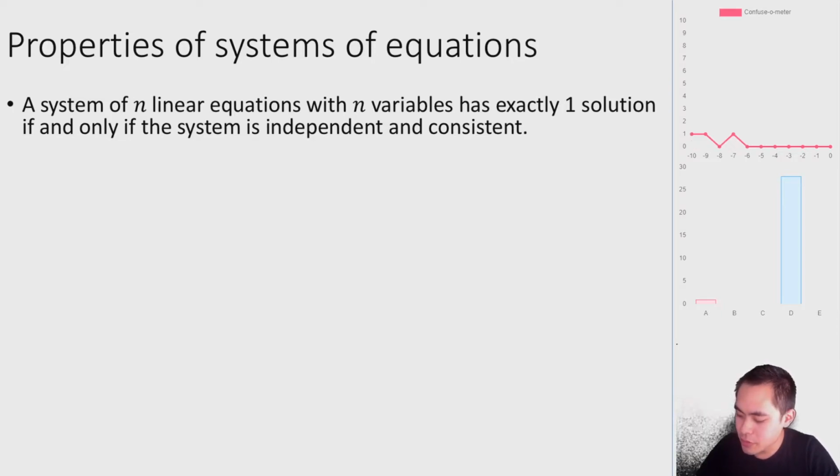Let's give a quick example. Let's say x plus y is equal to 1, and x minus y is equal to 5. Then, by adding the two equations together, 2x is equal to 6, so x is equal to 3, and y is equal to minus 2.